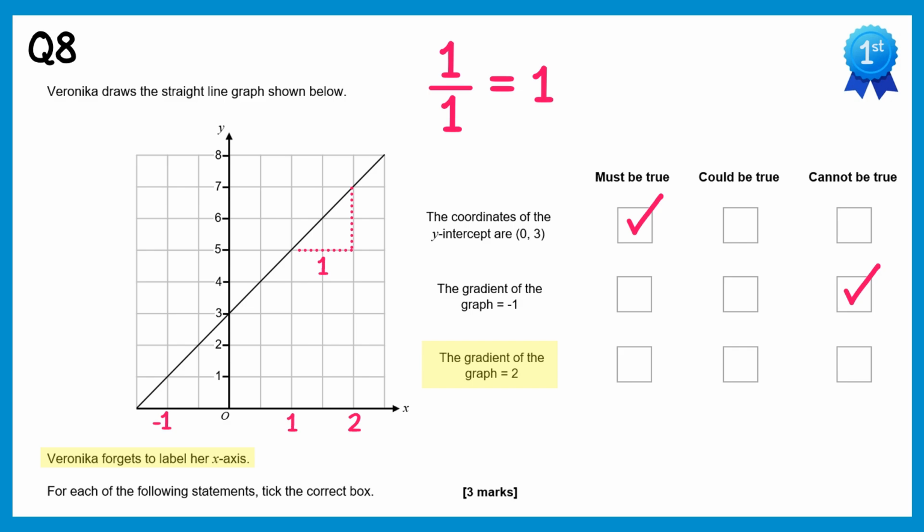Vertically though, the change in y goes from 5 to 7, which is still 2. So the gradient is the change in y divided by the change in x, which is 2 over 1, which is 2. So it is possible for the gradient to be 2, but it could also be 1. In fact, it could be many other numbers. So this one could be true.